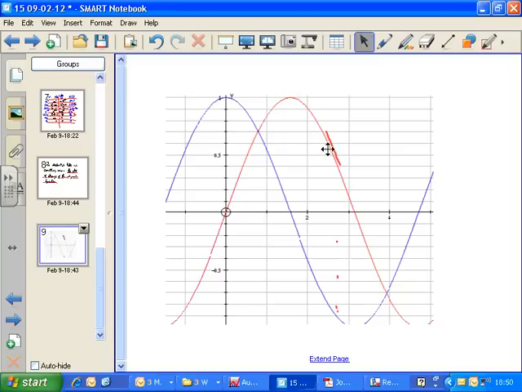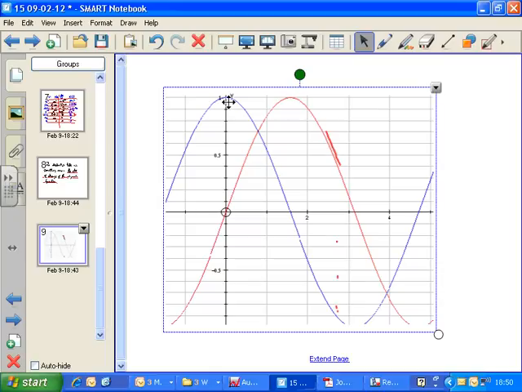If we look at it the other way around, what about the cosine function? The sine function describes that. What is the rate of change of the cosine function at this point? 0. And you can see it is.